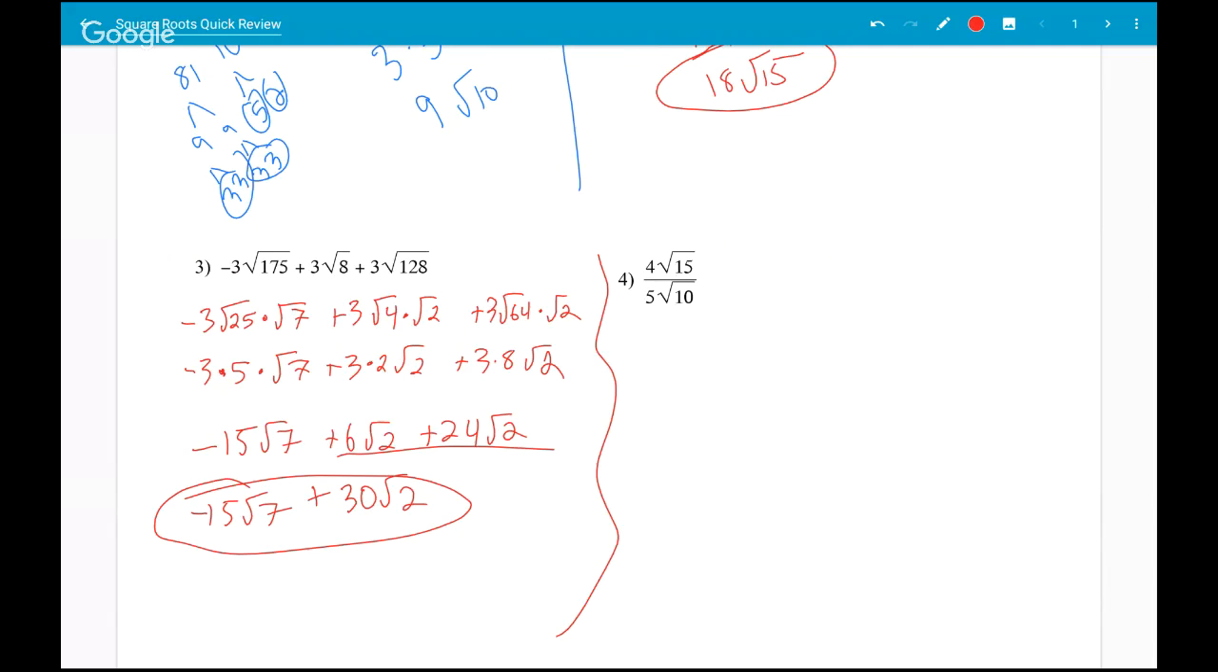You are allowed to divide and simplify numbers that are underneath a square root. So I can simplify the 15 over 10, and I can make it 3 and 2. Then I need to get rid of that square root that's in the denominator. So I'm going to multiply my numerator and my denominator by the square root of 2.